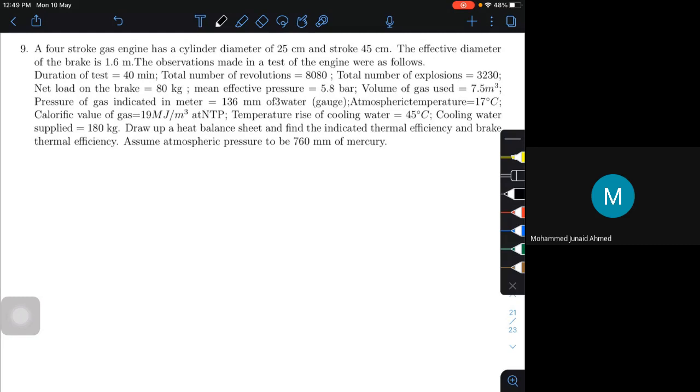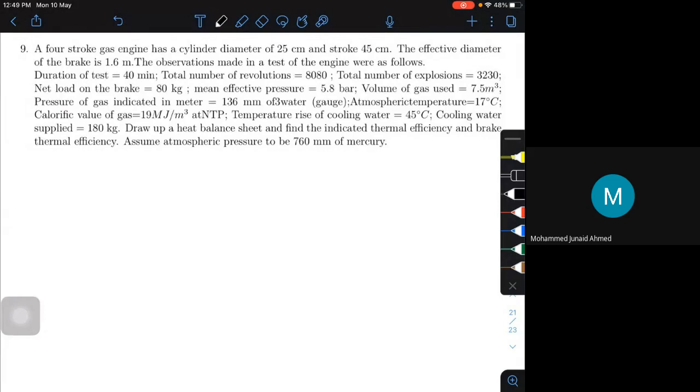Calorific value at NTP for that particular gas is 19 megajoules per meter cube. Then temperature rise of the cooling water, delta T of water, is 45 degrees Celsius. Cooling water supplied is 180 kg. You want it in kg per minute, so 180 by 40, roughly 4.5 or 4.6. Then atmospheric pressure is around 760 mm of Hg. These are the data that are given.